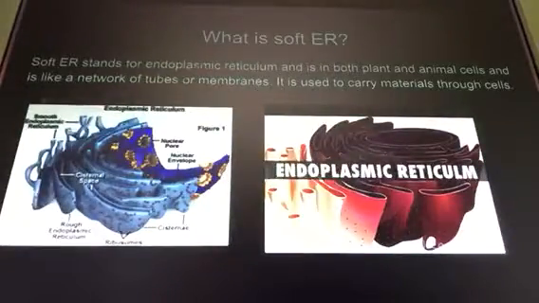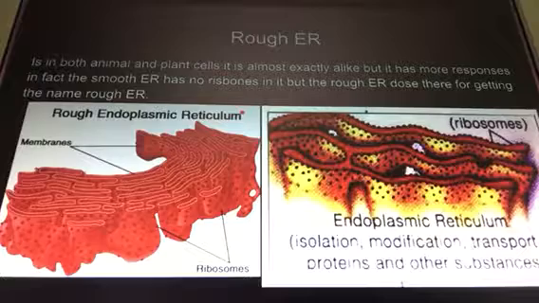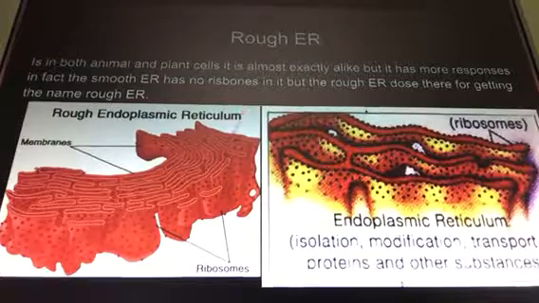What is smooth ER? Smooth ER stands for endoplasmic reticulum and is in both plant and animal cells and is like a network of tubes or membranes. It is used to carry materials through cells. Rough ER is in both plant and animal cells, and it is almost exactly like the normal endoplasmic reticulum, but it has more ribosomes. In fact, the smooth ER has no ribosomes, but the rough ER does, therefore getting the name rough ER, because it's rough.